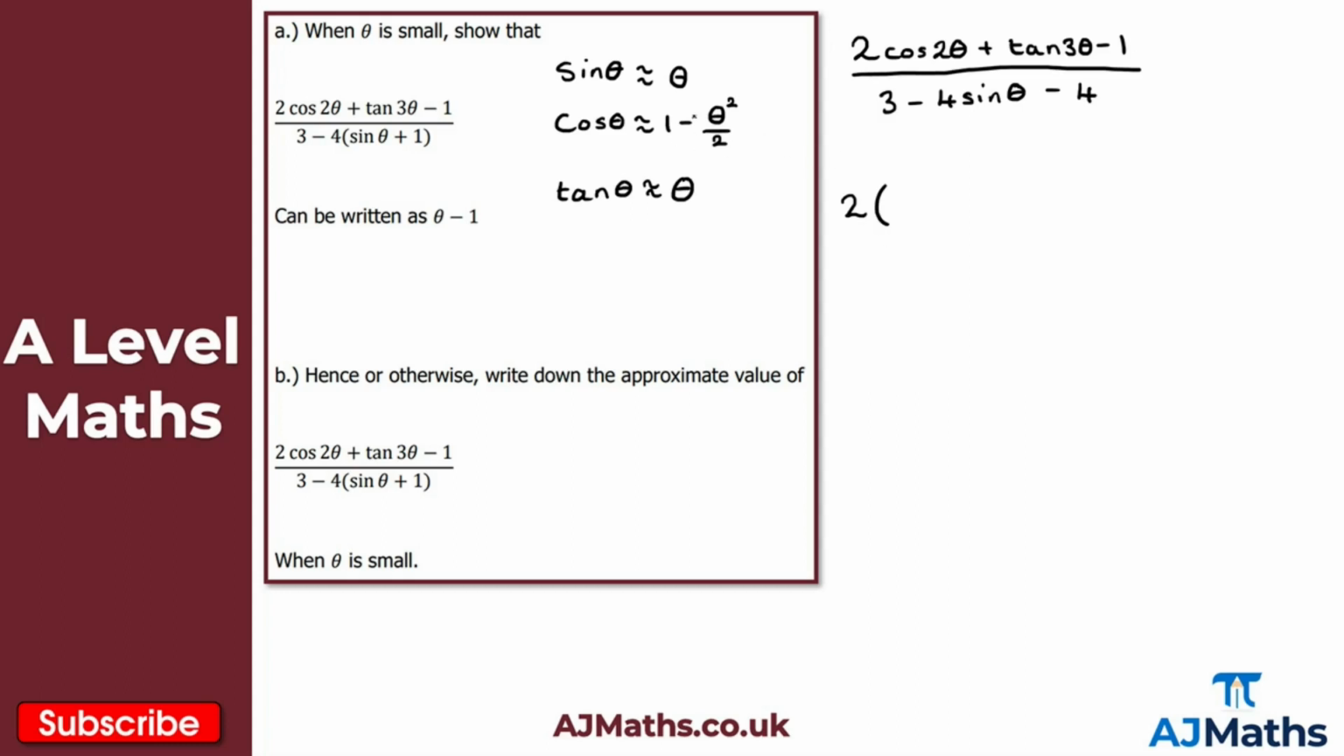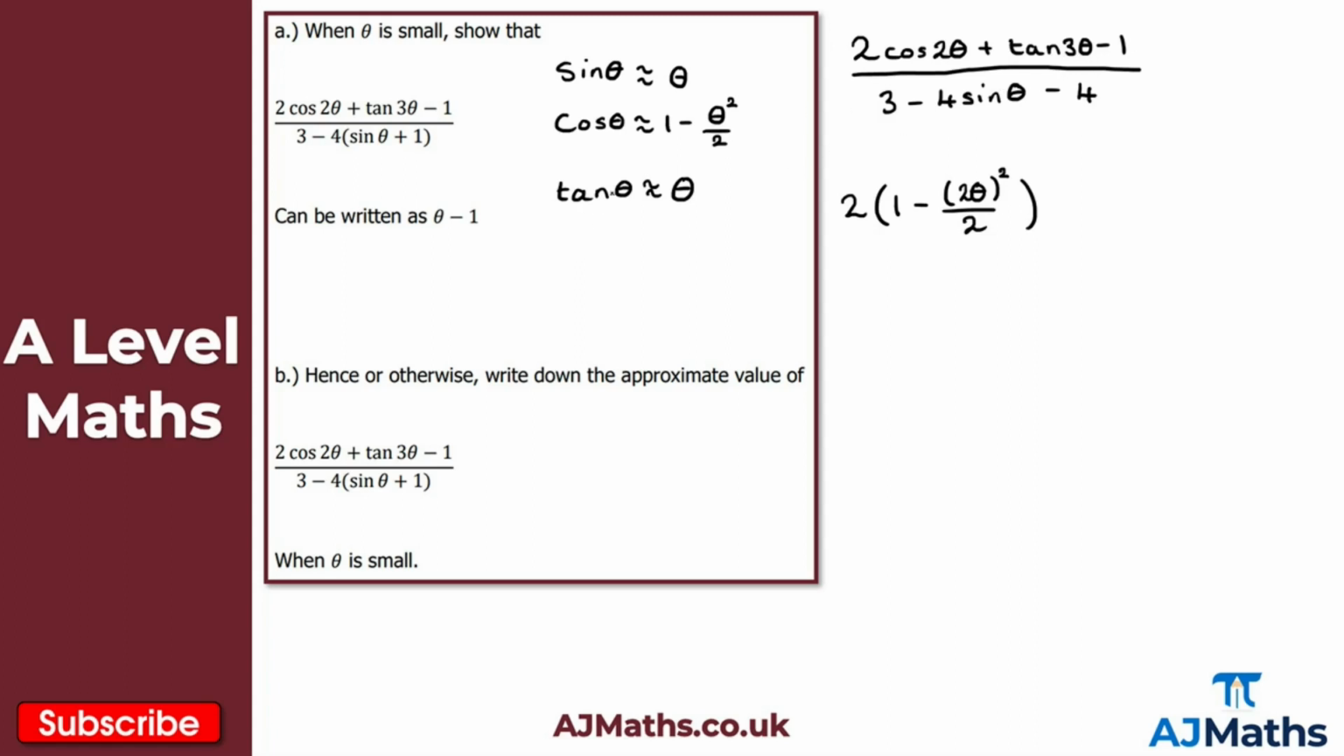I've then got 1 minus. Now this theta squared over 2 is for when my argument is simply theta. If my argument is now 2 theta, this would be 1 minus 2 theta squared over 2. We've then got tan 3 theta.